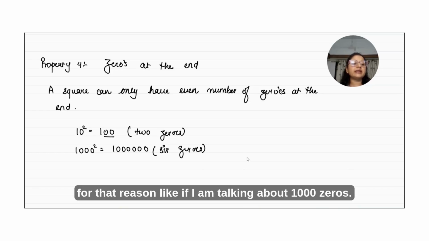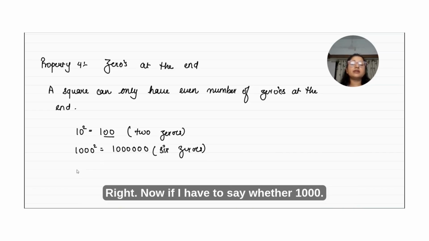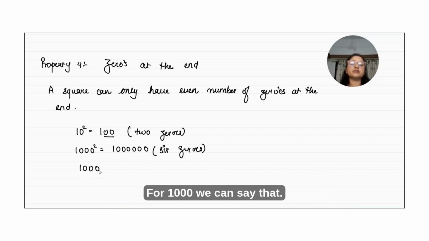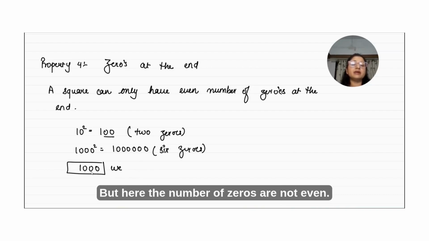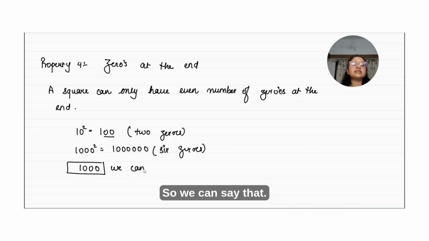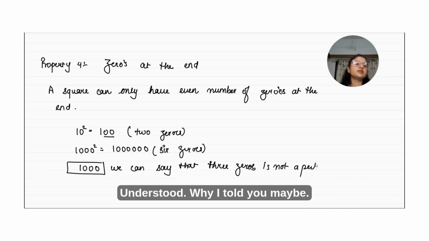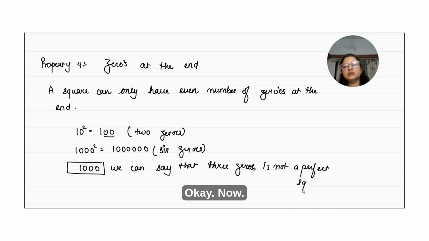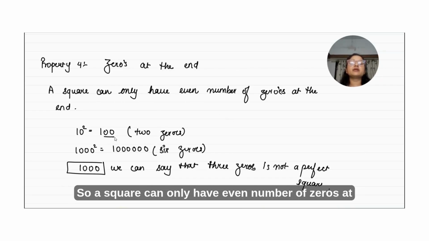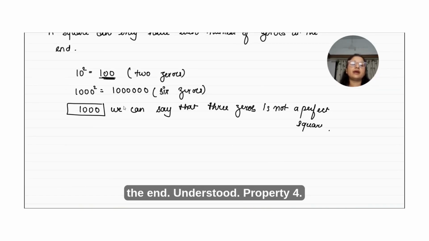So for that reason, like if I'm talking about 1000, for 1000 we can say that although it's ending with 0, here the number of zeros is not even. So we can say that 1000, with 3 zeros, is not a perfect square. Understood why I told you this? So a square can only have an even number of zeros at the end. Understood property 4?